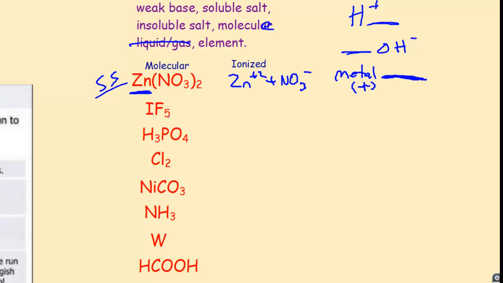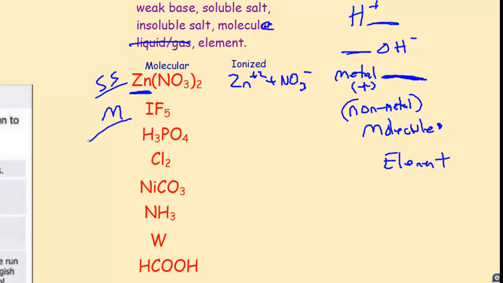All right, so IF5. Does it start with hydrogen? No. Does it end with hydroxide? No. Does it have a metal? No. So that would make it all nonmetals, which means it is a molecule. Because our last choice is it an element? So if we were going to do a flow chart, that would be where we would end up. So this is a molecule, which means it does not ionize.